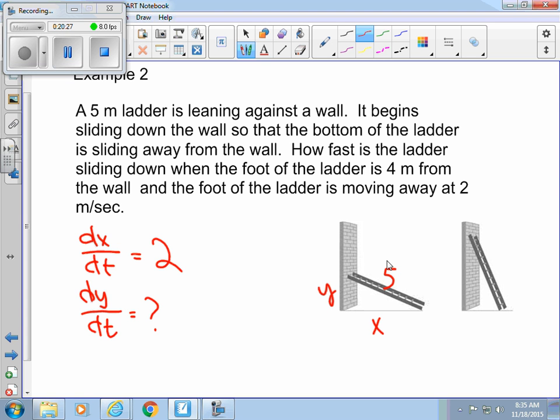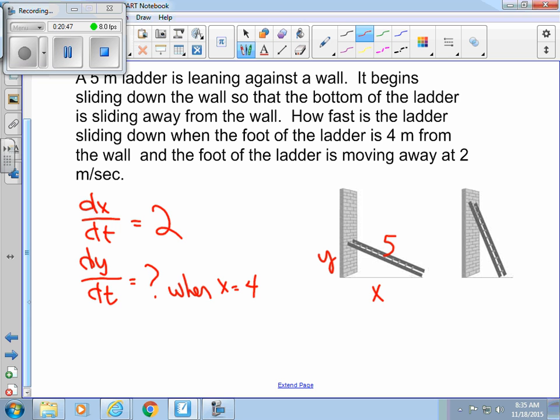When the ladder is 4 meters away from the wall, is that a constant? No, that's still a variable, but we're going to put that kind of here. When the foot of the ladder, so x is 4. Okay. So this is half the battle, finding out what you know and what you want to know. You don't have to do this before you write the equation. Write the equation first and then you'll label variables, but it's handy to have this thought process going.